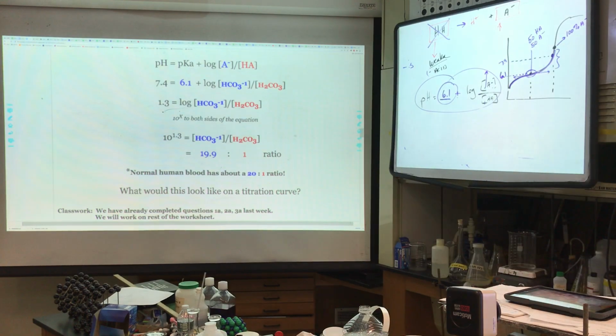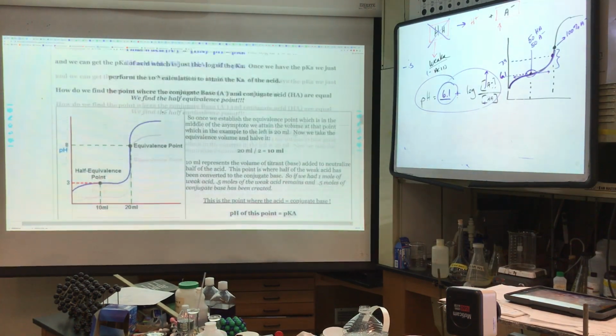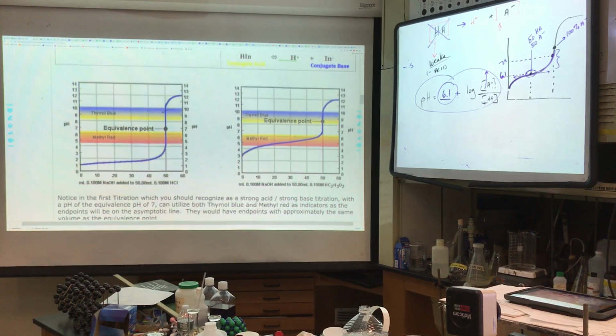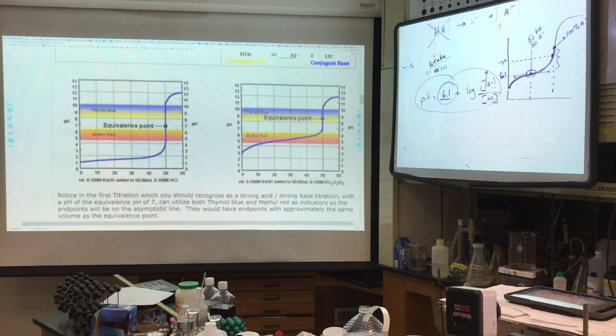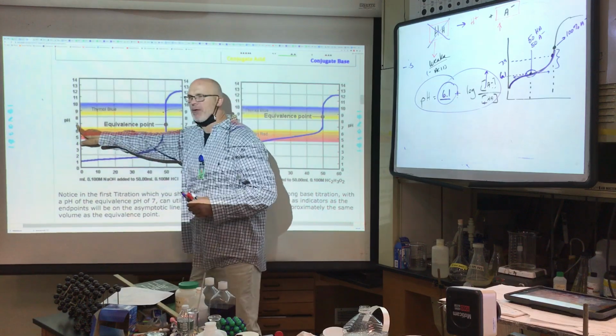All right. Now, one little point from your homework that people got wrong. They didn't know the difference between an endpoint and an equivalence point. That's our lab. We have lab tomorrow? No. You guys have lab Thursday. So we'll come in, we'll do that. But here's our strong acid, strong base. Hey, the equivalence point is 7.